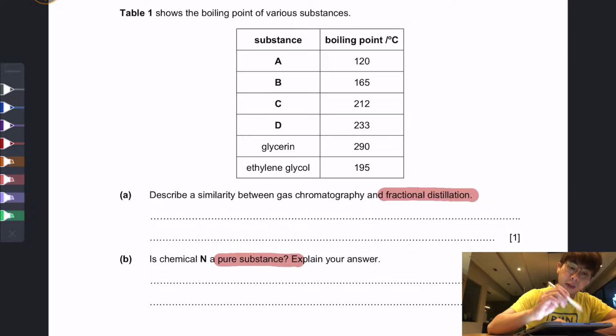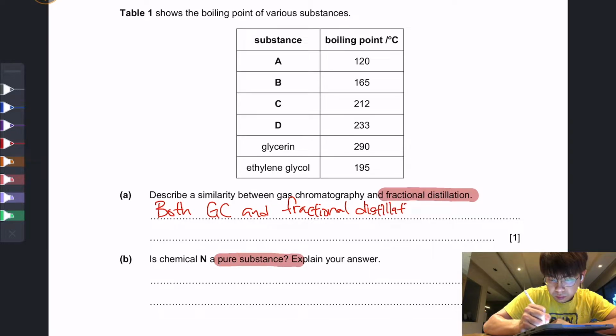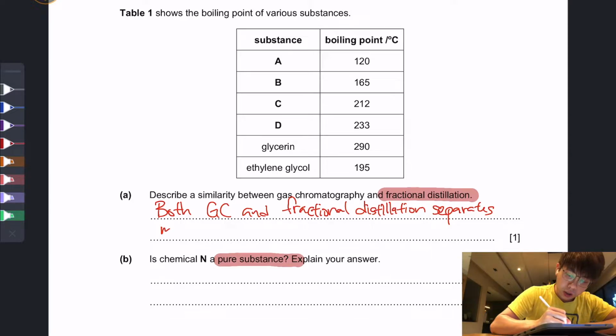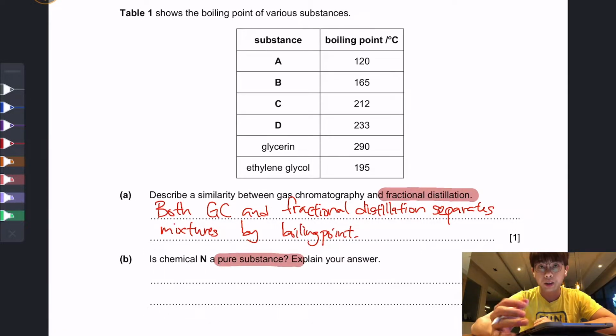What's the similarity? You must write both, GC and fractional distillation separates mixtures by boiling point. So you see, when you read the questions first, you really zoom in on the very important details in the passage and don't get distracted by other things in the passage that you don't understand.